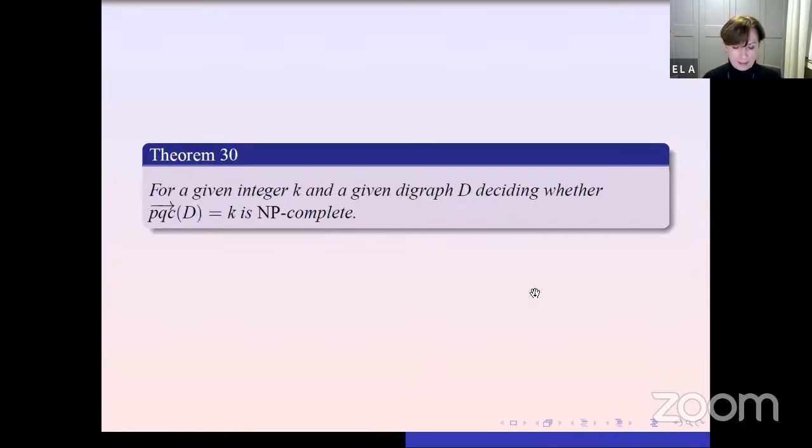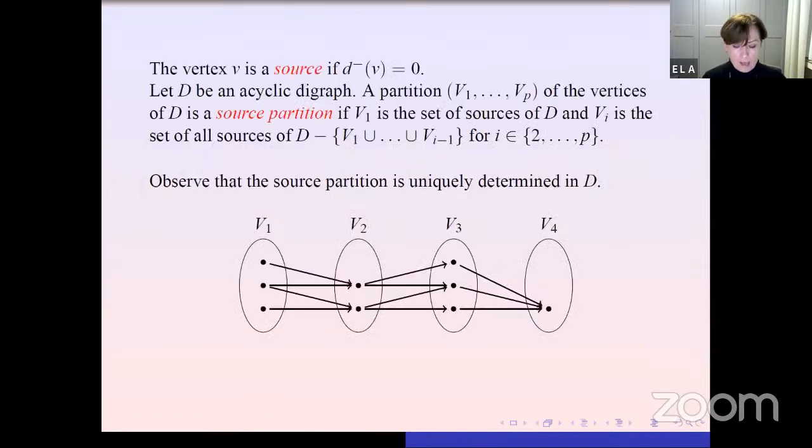Okay. And next we prove that for a given integer K and a given digraph, deciding whether the proper quasi-connection number is equal to K is an NP-complete problem. And we also find some upper bounds on the proper connection numbers. But first, I again introduce some notation.